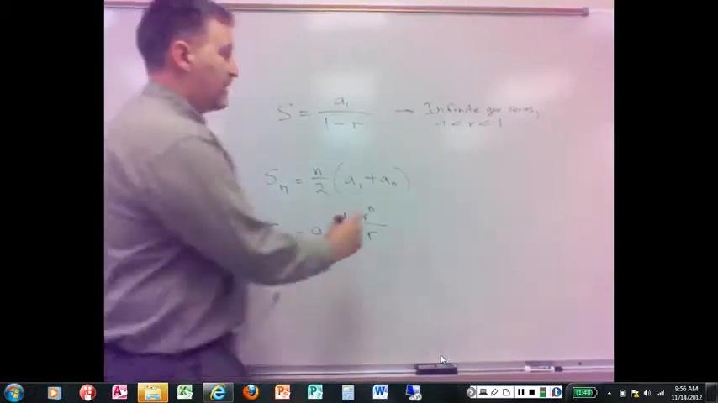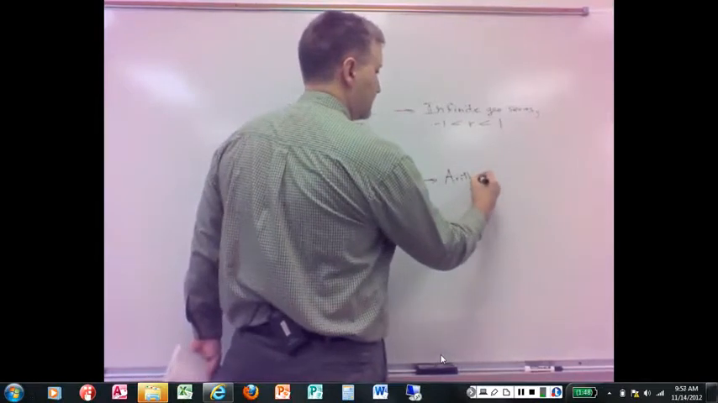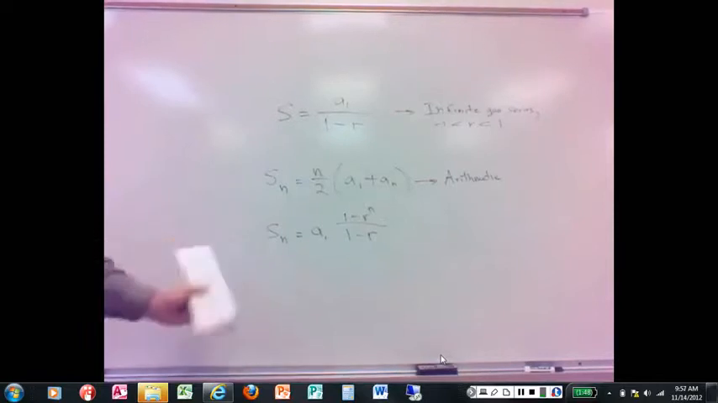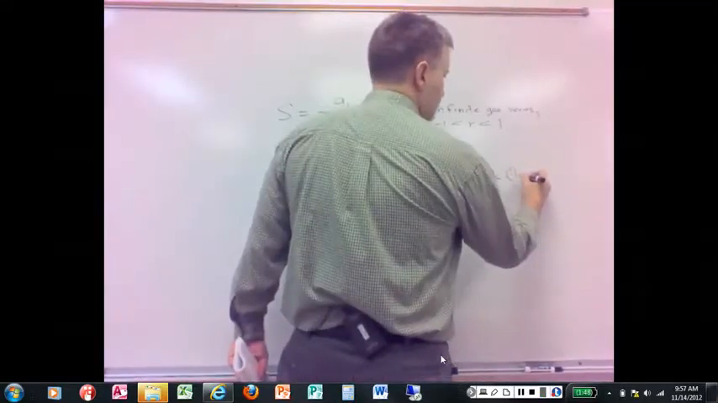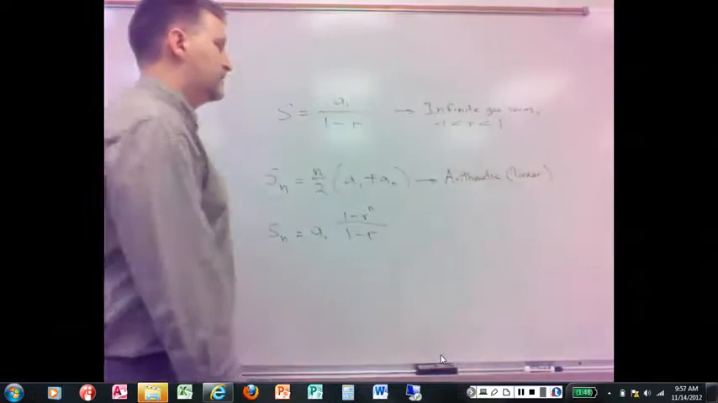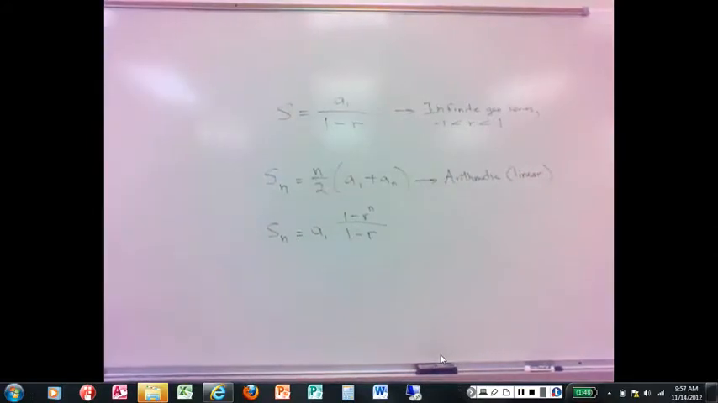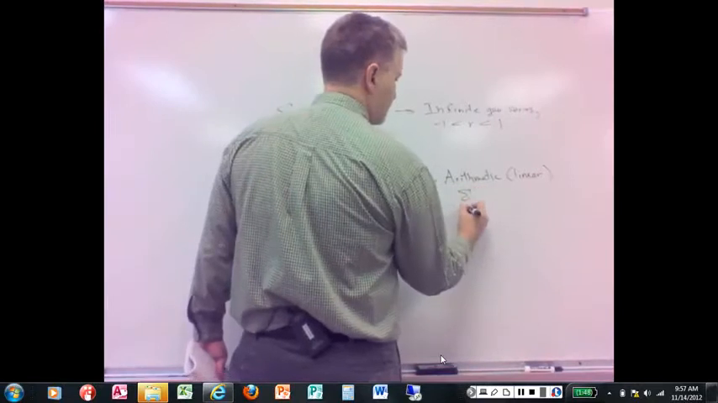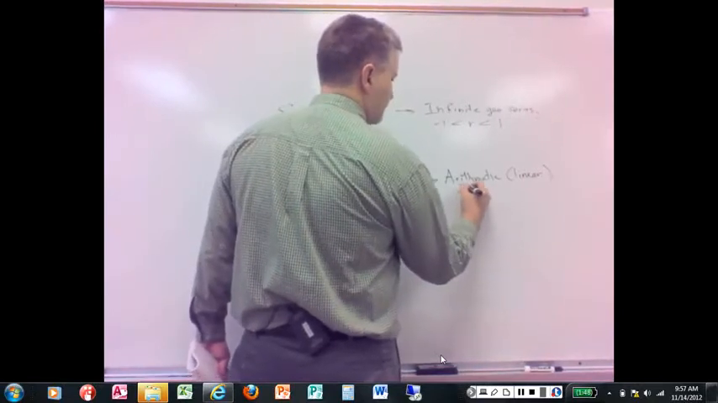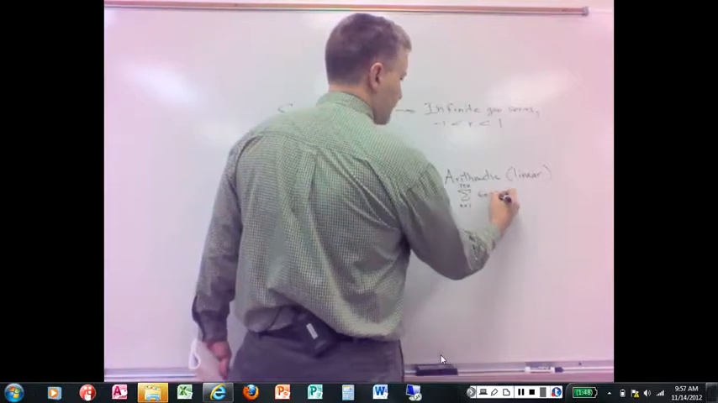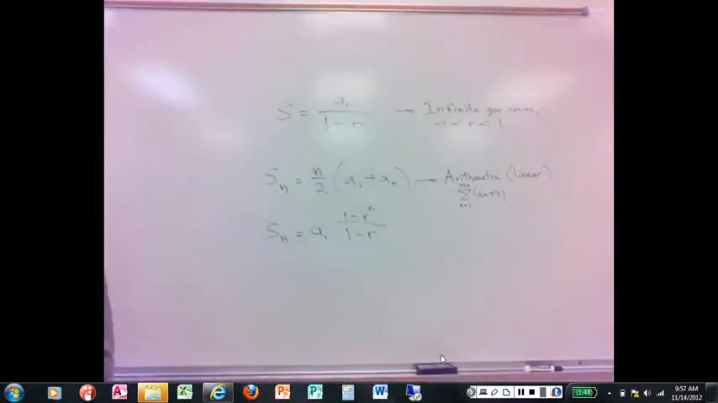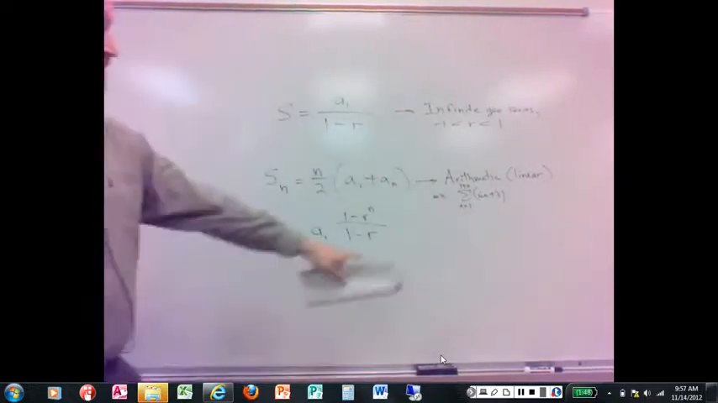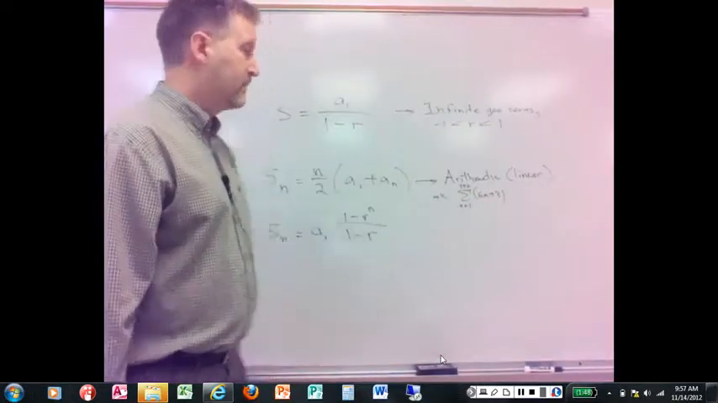When do I use this one? Well, that one I use if it's arithmetic, right? Which means it's a linear expression. Such as, for example, n equals 1 to 750, 6n plus 3, for example. That's when I would use that one, right? Because it's linear, first power of n.